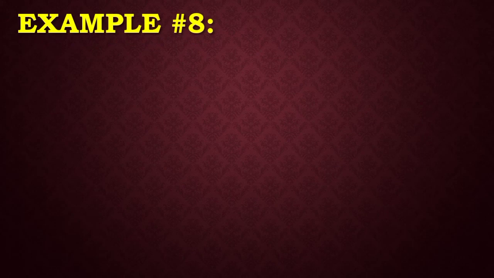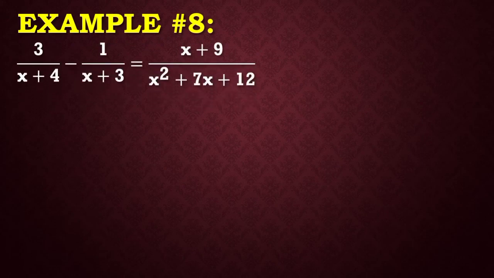Next, example number 8. 3 over x plus 4 minus 1 over x plus 3 is equal to x plus 9 all over x squared plus 7x plus 12. So, ang gagawin natin dito sa trinomial na denominator dito sa bandang right side, kailangan natin siyang i-factor. So, ang factor ng x squared plus 7x plus 12 ay yung x plus 4 and x plus 3 din. So, magiging x plus 4 times x plus 3. Then, multiply natin sa whole equation.